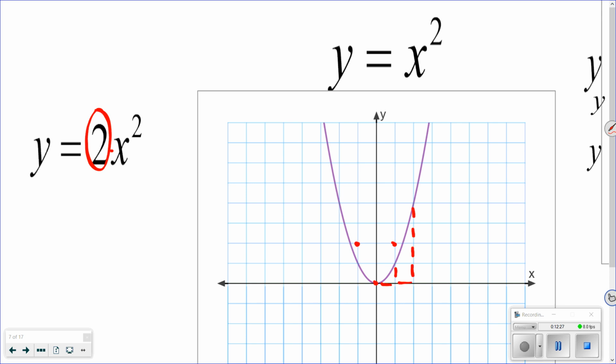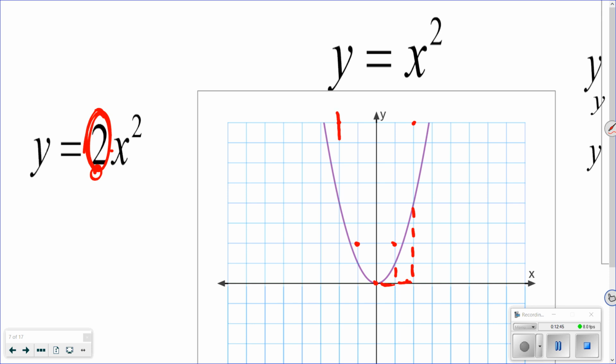The next point, normally I go over 2 and up 4. 2, 3, 4. Well, on this new graph, I go over 2. Instead of going up 4, I double that. I go up 8, right? Because I'm timesing by 2. So I go over 2, up 8. That'd be all the way up there. There's another point on the other side. So it stretches the graph vertically.